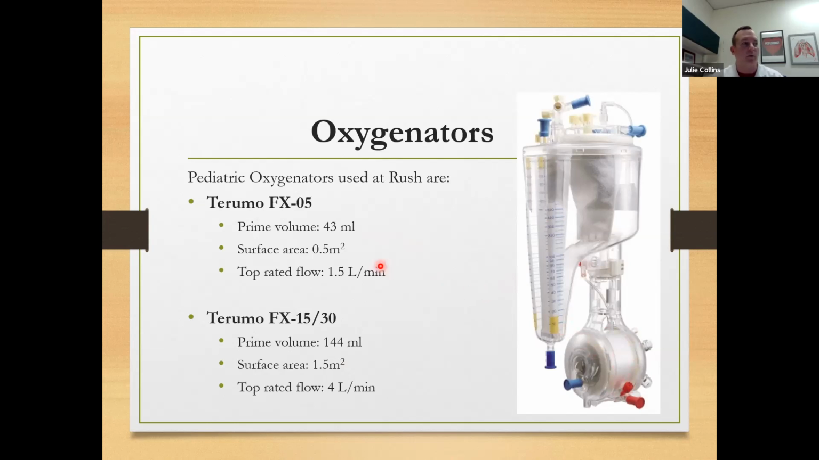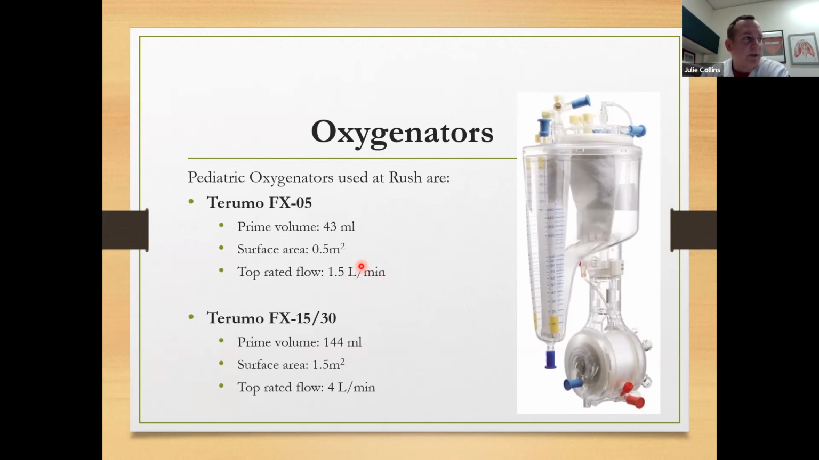It has a surface area of 0.5 meters squared. And its manufacturer related flow is 1.5 liters per minute, although we can push it to 1800. And especially if I'm not expecting too long of a pump run, I don't mind pushing this to 1800.